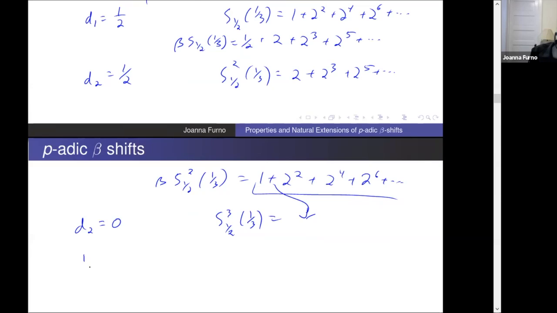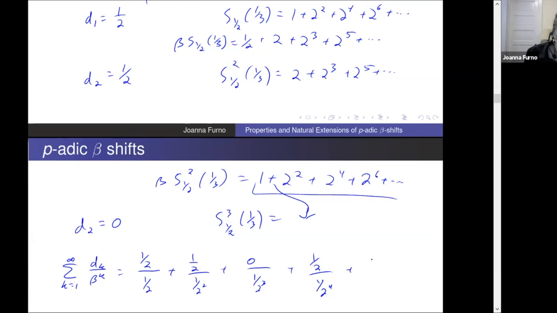It looks like we've got, so again, we're doing the sum of k equals 1 to infinity of d sub k over beta to the k. And so we have the 1/2 over our beta, which is 1/2 to the 1st, plus 1/2 over 1/2 squared, plus, sorry, there's a 0, over 1/2 cubed, plus, then it repeats, so a half over 1/2 to the fourth and a 0 over 1/2 to the fifth and so on.